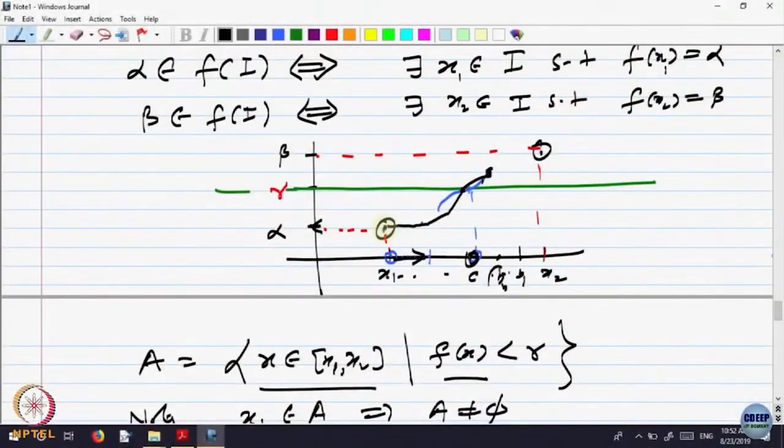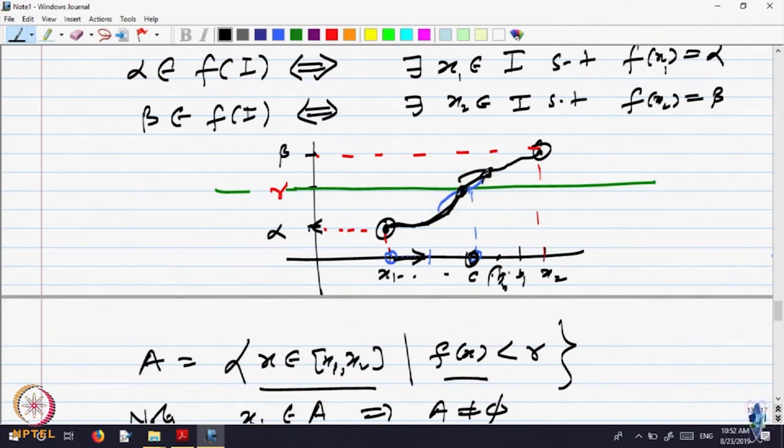This is a very useful result. For example, you want to locate where the graph of a function... let us first interpret this geometrically. Geometrically, this says if you are here and you want to go here, there is a value at alpha and a value at beta. Every value in between must be taken. This value will not be taken if you go up to here and then start your graph somewhere else.